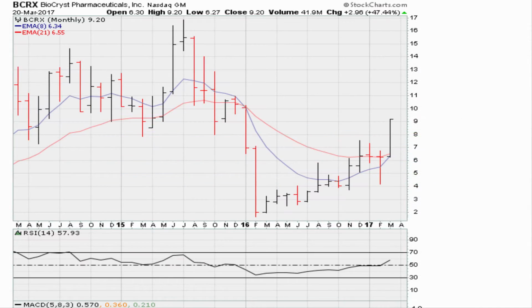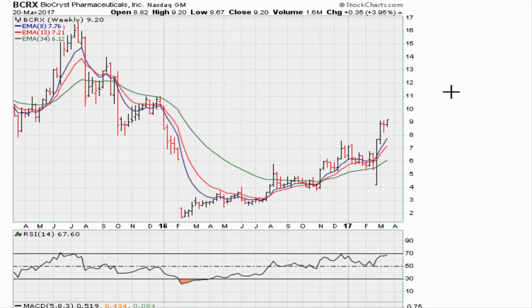Eric Muathe, Muathe.com. Here we see the chart for BCRX, and I want to highlight this area here where it drops from 17 all the way to the lows here under $2. Over the last couple of months, in fact going to the lows of last year, about 12 months later, the stock is back up from $2 to about $9. This is the monthly view.